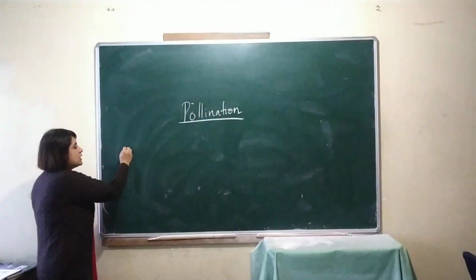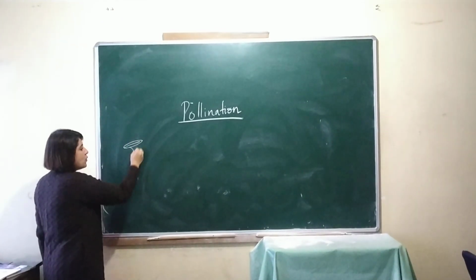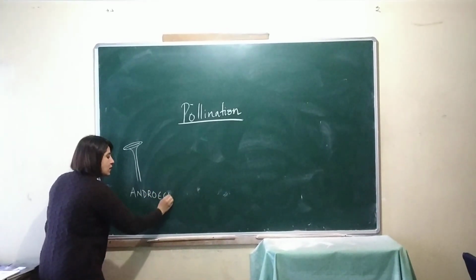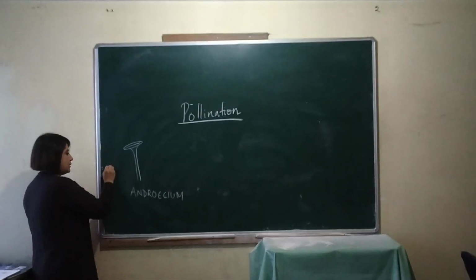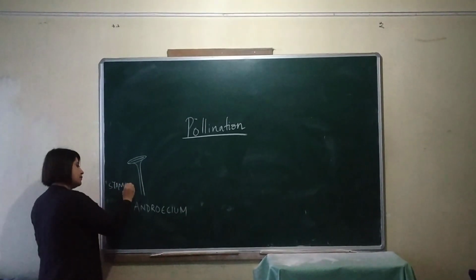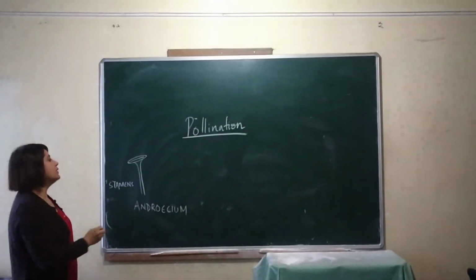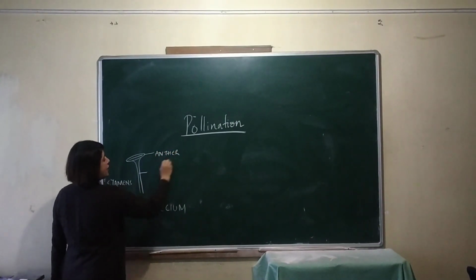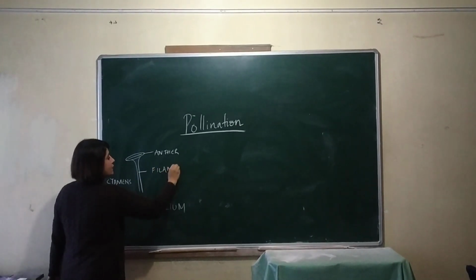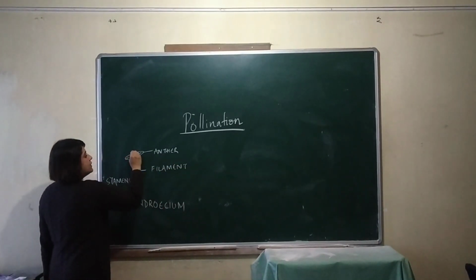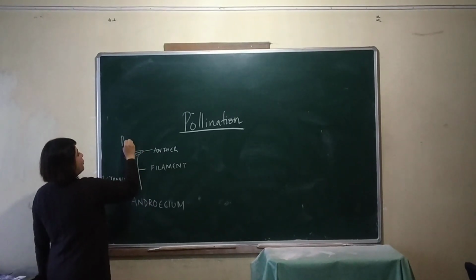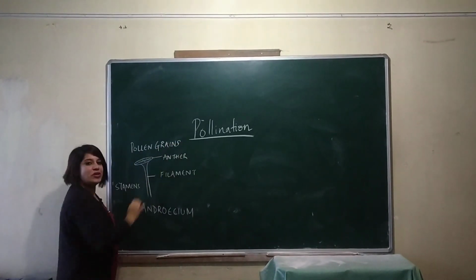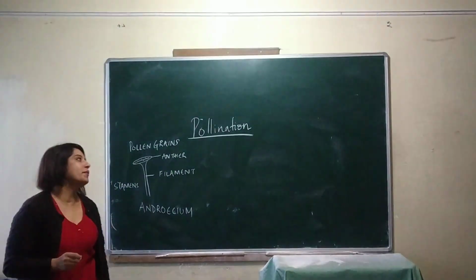Now, as explained earlier, the male part of a flower, that is the androecium, consists of stamens. And each stamen consists of two parts, the anther and the filament. The anther contains the pollen grains, which contain the male sex cells or the male gametes.